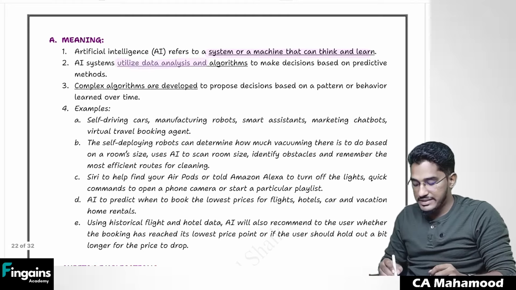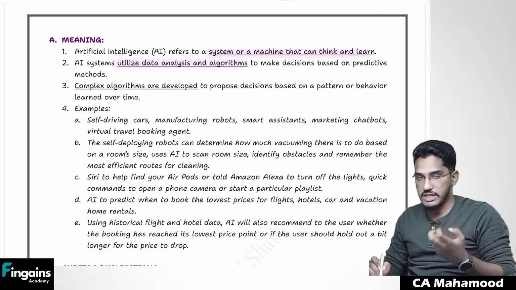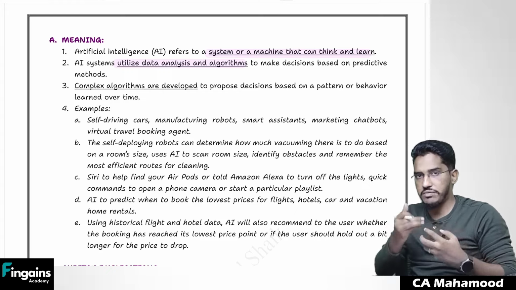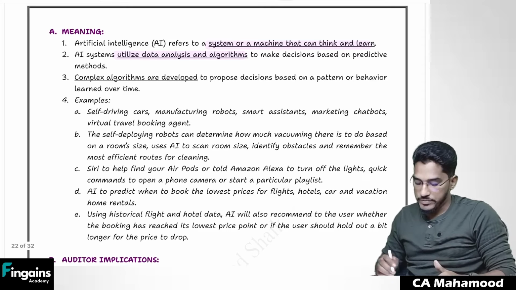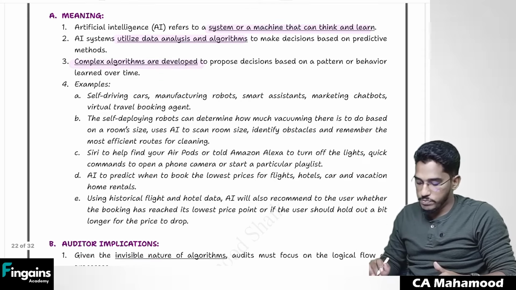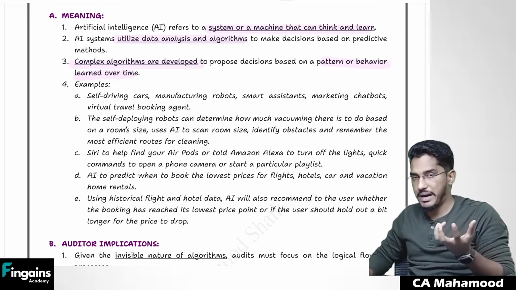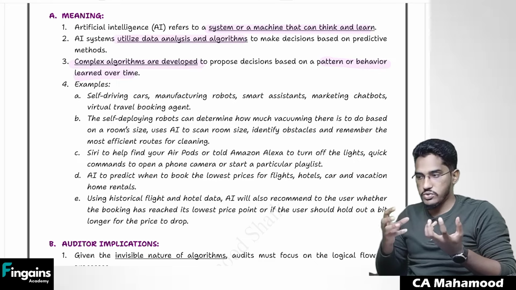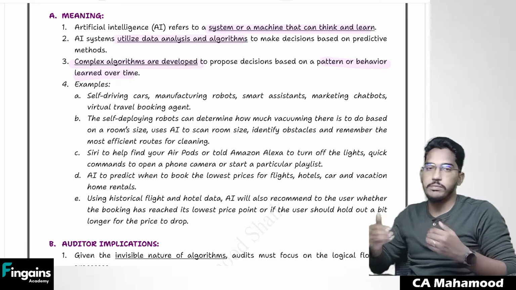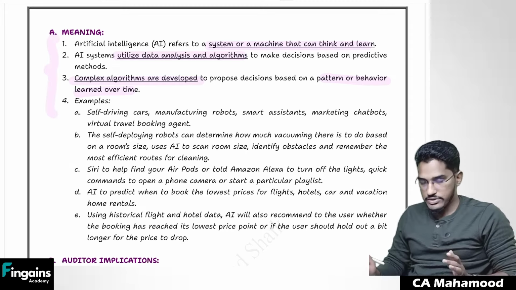An AI system utilizes data analytics and algorithms to make decisions based on predictive methods. As I've told, this involves capturing of data, analysis of data, and we use algorithms for the purpose of doing it. Complex algorithms are developed to propose decisions based on a pattern or behavior learned over time. We will make that system learn a pattern, learn a behavior, and it will automatically take the decisions. For doing that, complex algorithms are working in the background. That is what we call artificial intelligence.